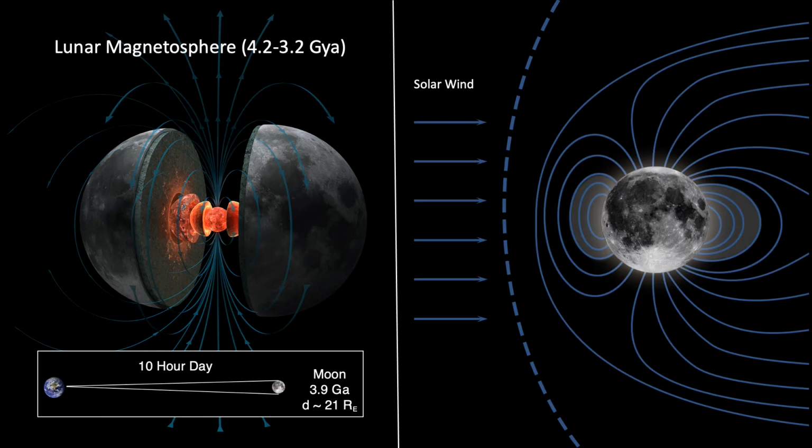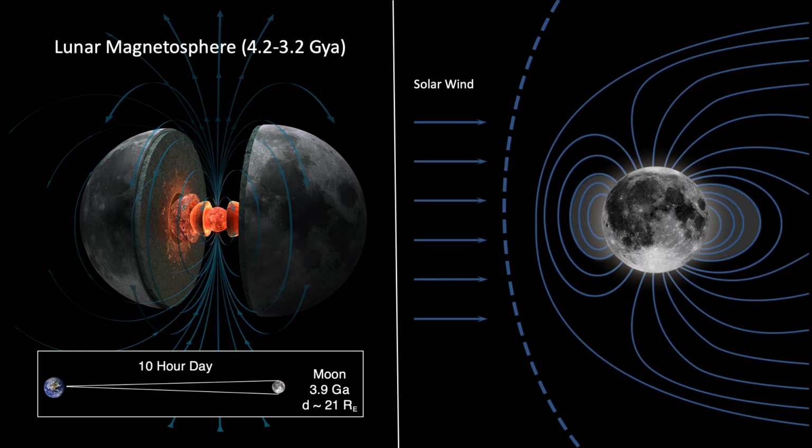Now, in addition to the outgassing of the moon from this late bombardment, the rock material that we brought back clearly indicates that the moon also had an intrinsic magnetic field, probably generated deep in its interior through dynamo interactions. So between 4.2 and 3.2 billion years ago, we expect the moon to have created a magnetosphere.